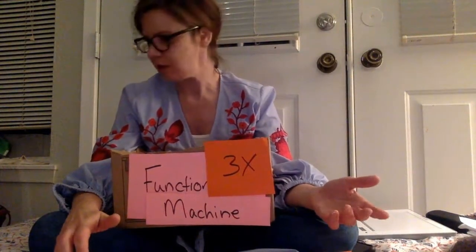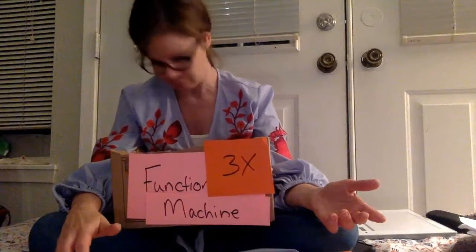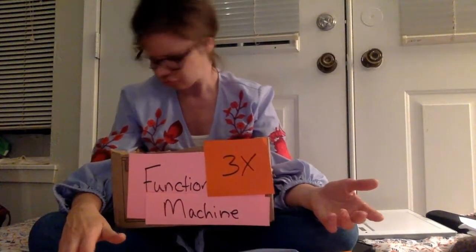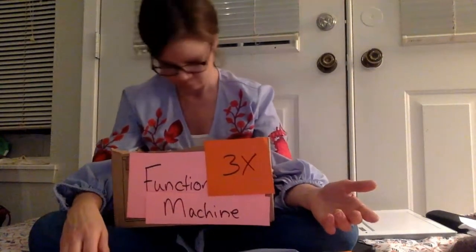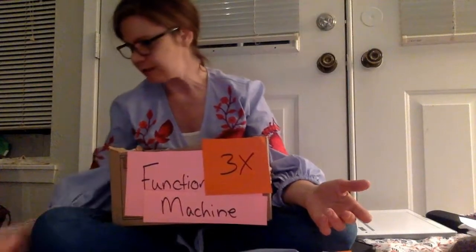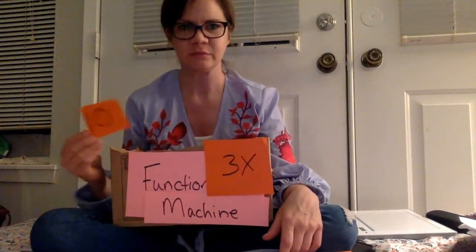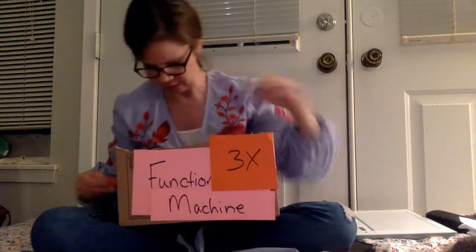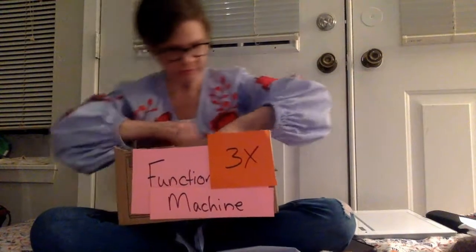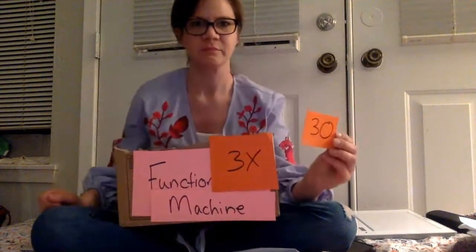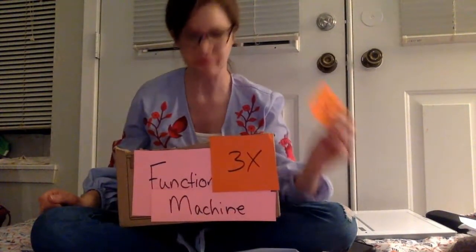So, if I put in, let's say I put in a 10. This is my input. This is my X value. This 10 is going to go in place of my X. So that would be 3 times 10. So if I put in a 10, 10 times 3 is what? 30. So that would be my output variable.